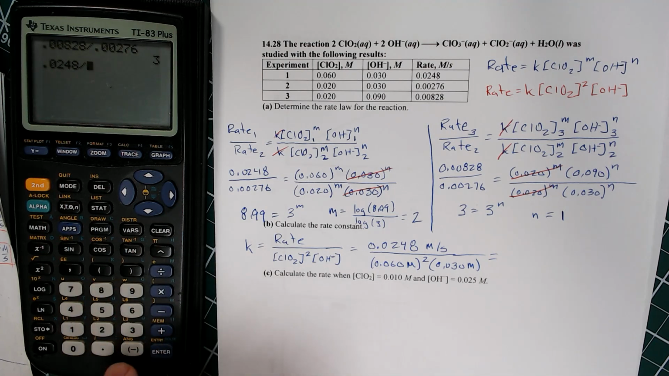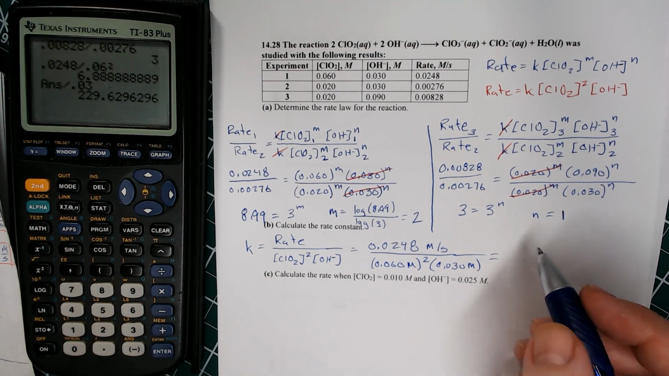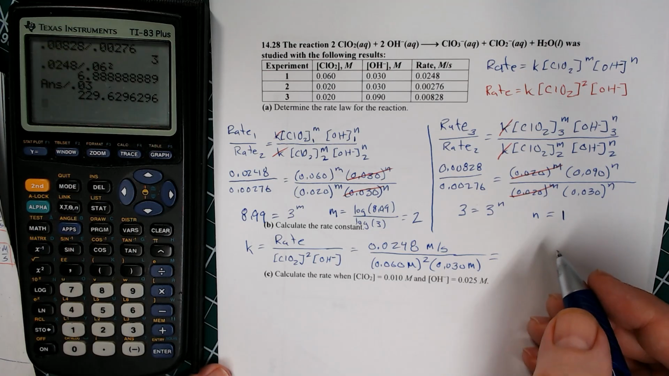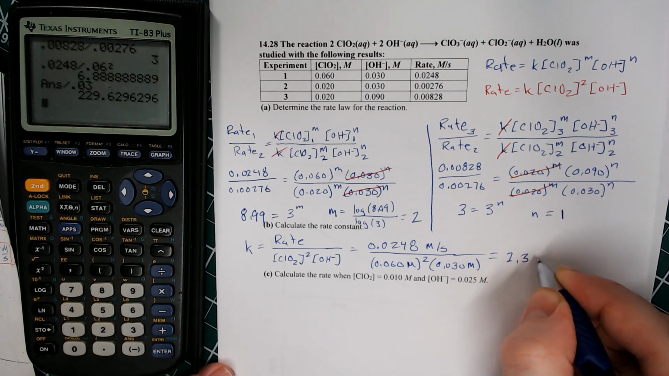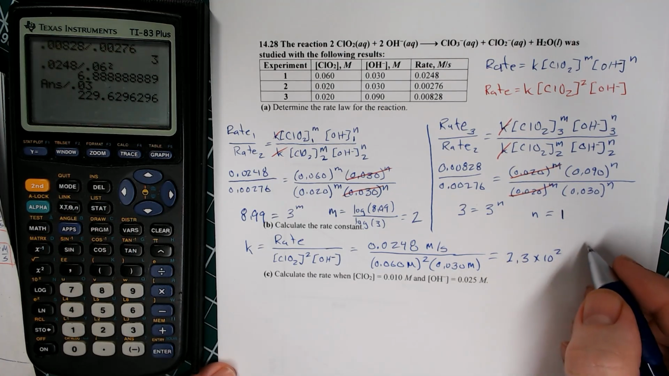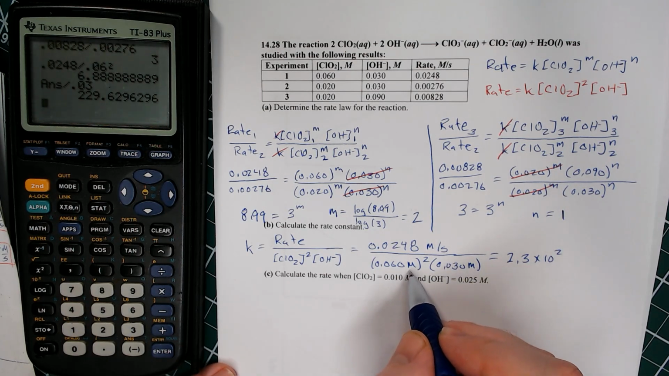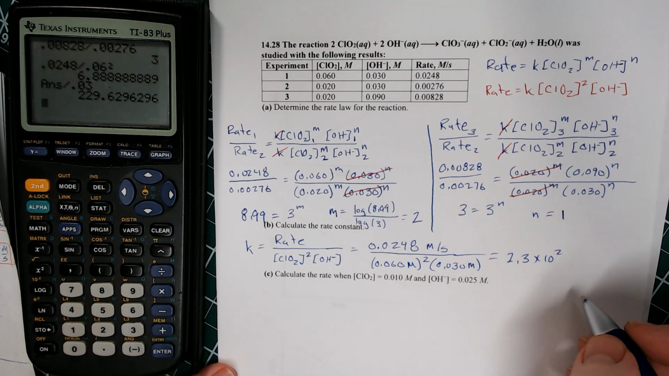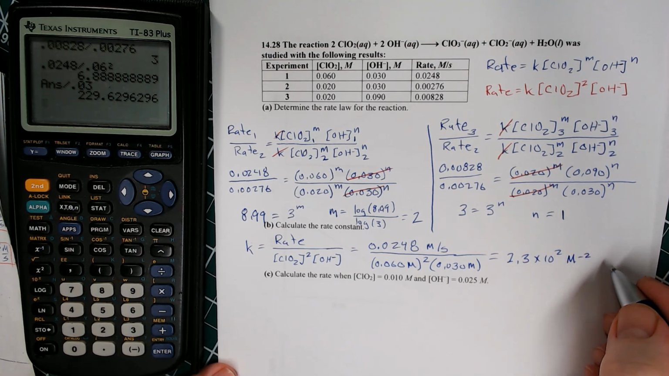All right, so 0.0248 divided by 0.06 squared, and then we'll also divide that by 0.03. And so the number we get here, 229.6, we've got 2 sig figs, so we're going to call that 2.3 times 10 to the 2, so 230. Now for the units, we've got 1 molar up on top, a molar squared here, and a molar there. So 1 molar up on top, 3 molars down on the bottom. Sounds like it's time to go to the dentist. So we'll get molar to the -2 and seconds to the -1.